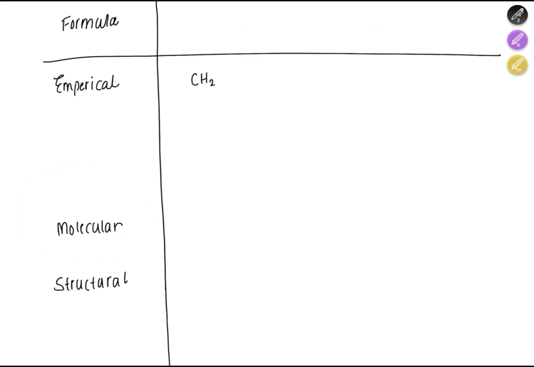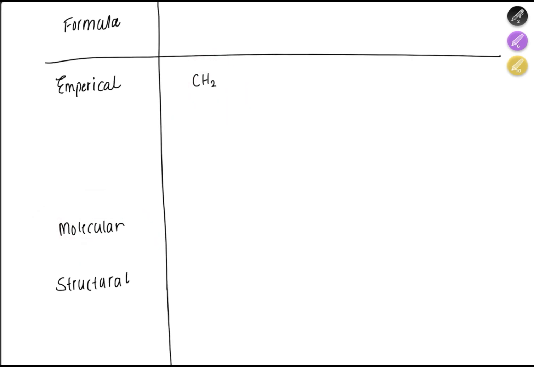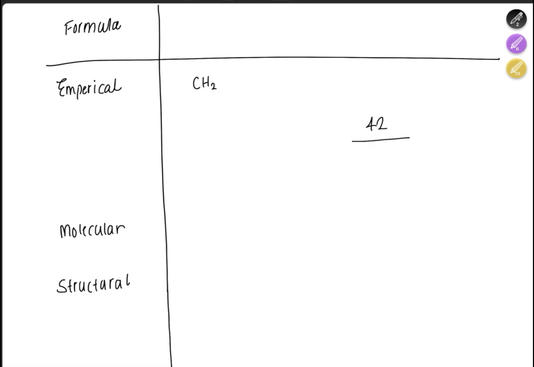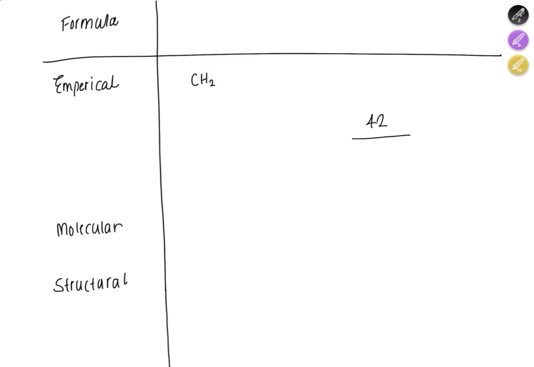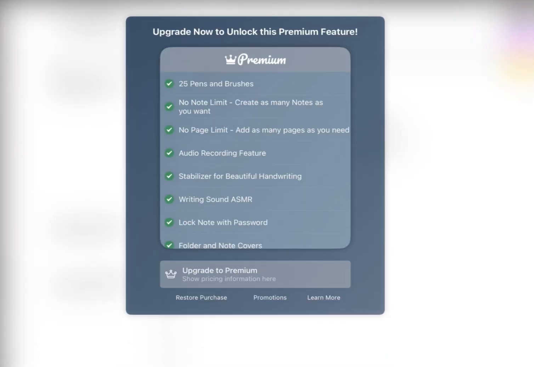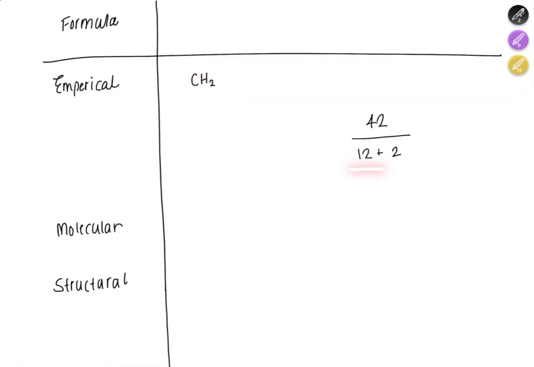If you want to find the molecular formula from your empirical formula, you basically need two things. First of all, you need to know the relative molecular mass of the molecule. So let's say the molecular mass of the actual molecule is 42. And then you need to divide this number by the relative molecular mass of your empirical formula. C is 12 and hydrogen is 1, so this is plus 2, because you have two hydrogens. This will give you 14.